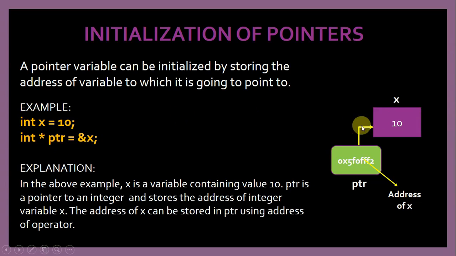So if the beginning address of X is, suppose, this, then this command will store the address of X in PTR. So PTR will now hold the address of X. X is a variable which contains the value 10, and PTR is a pointer to an integer and it stores the address of integer variable X. The address of X can be stored in PTR using the address of operator. So we can store the address of any simple variable in a pointer variable using the address of operator.